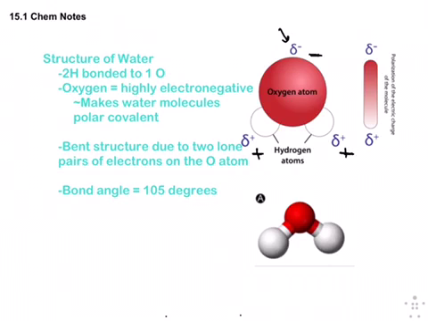We have a bent structure due to two lone pairs of electrons on the oxygen atoms. Remember, lone pairs of electrons kind of force the angle down. Those lone pairs need extra space. And then the bond angle right in here is 105 degrees, roughly.